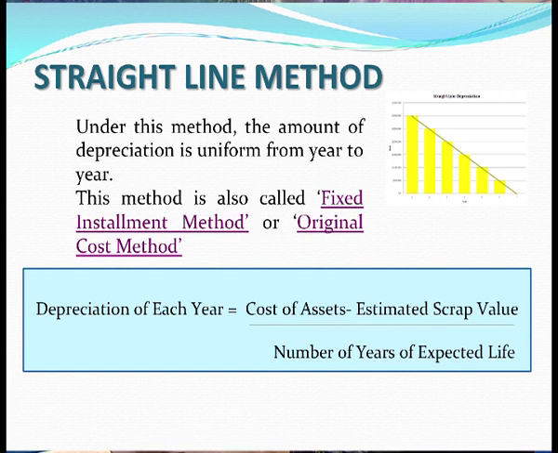So, depreciation of each year under the straight line method is calculated as the cost of the asset minus the estimated scrap value, divided by the number of years of the expected life or the useful life of the asset. This amount which we calculate as depreciation is going to remain constant and uniform. That is why this method is referred to as the fixed installment or straight line method. Now, let us understand this concept by taking a small example.